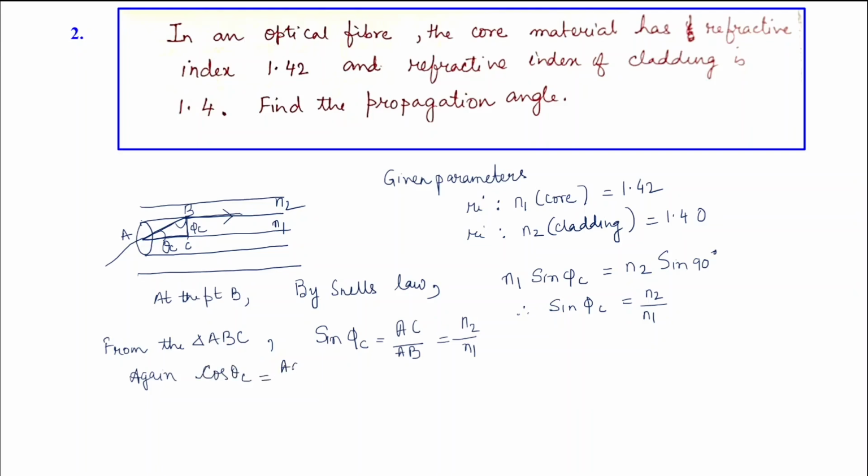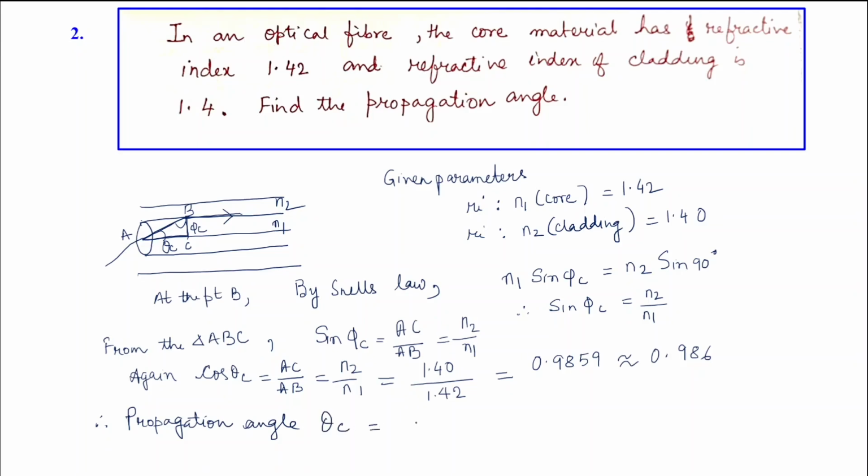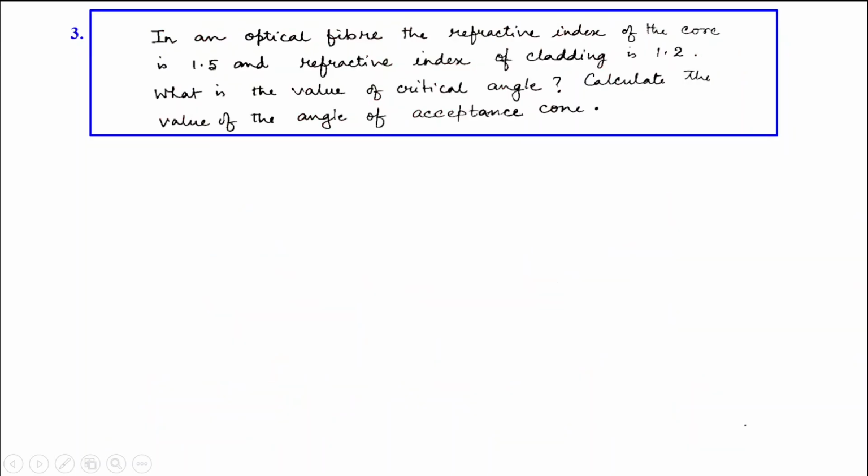Again, if you see the triangle carefully, theta c is the angle. So if we take cos theta c, which is also equal to AC by AB, that is equal to n2 by n1. N2 in our problem is 1.40 and n1 is 1.42. So n2 by n1 we get 0.9859, which is equal to 0.986. Therefore, the propagation angle theta c is equal to cos inverse 0.986. So the propagation angle theta c is 9.6 degree.